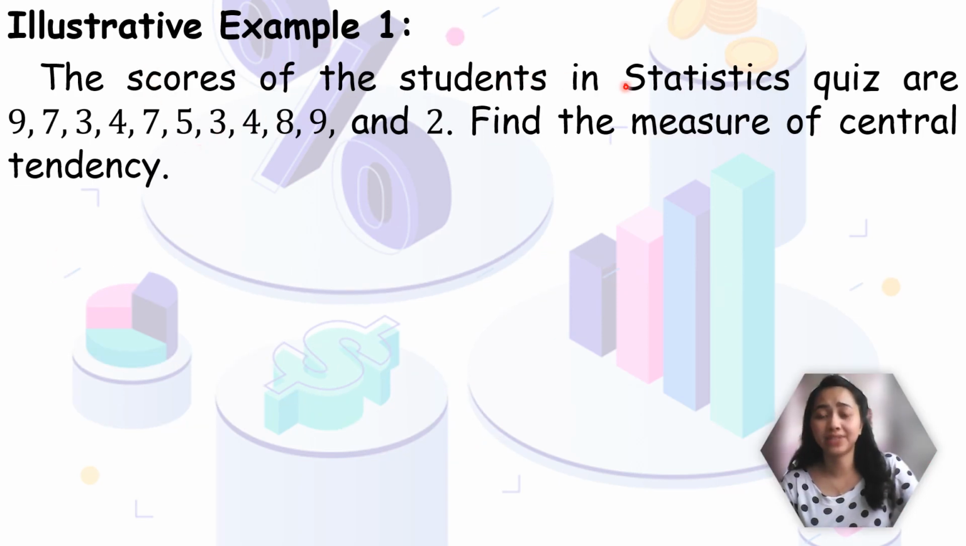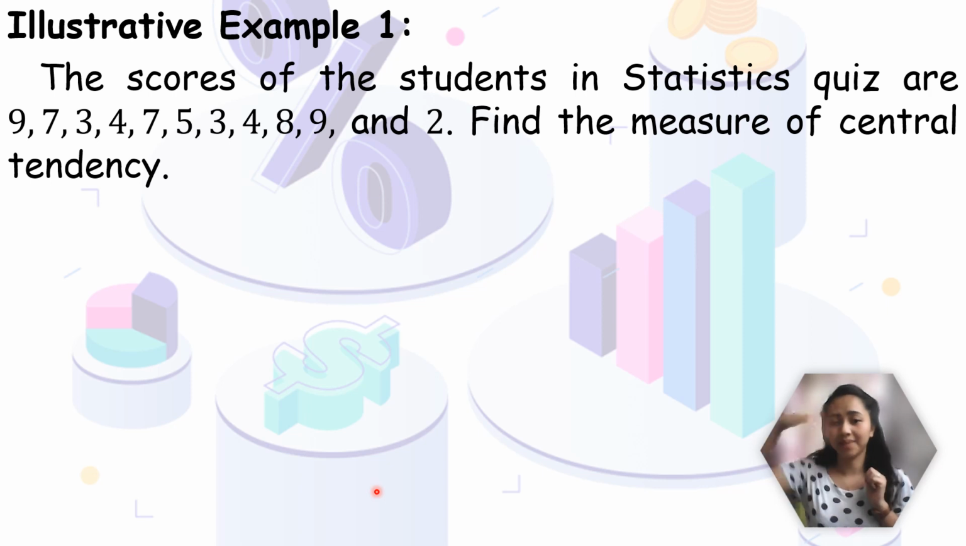Given that the scores of the students in a statistics quiz are 9, 7, 3, 4, 7, 5, 3, 4, 8, 9, and 2. Find the measures of central tendency. Mga anak, dito, hindi na inisa-isa kung ano ba yung measures of central tendency. But always remember, in terms of measures of central tendency, we have 3 M's and 1 R. What are those 3 M's? Right. Those are mean, median, and mode.